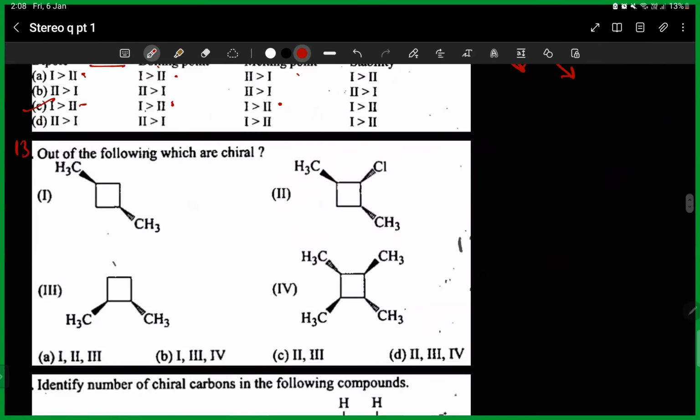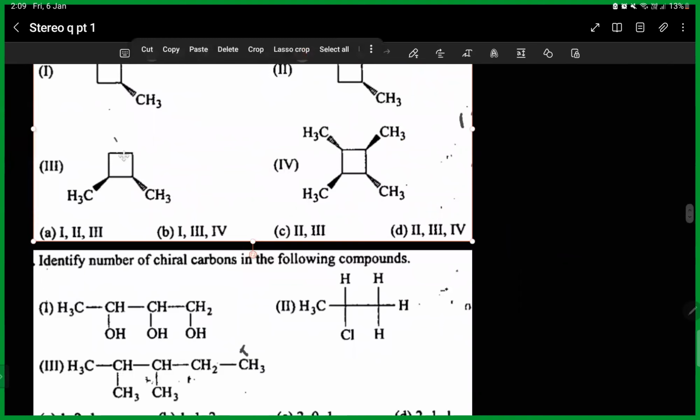Now this question, 13th. Which of the following are chiral? So here you can see center of symmetry is there. This will be achiral. Here, center of symmetry is not there because you have an extra chlorine group here. So this will be chiral. Now here, there is no center of symmetry, right? There is no center of symmetry. So this will be chiral.